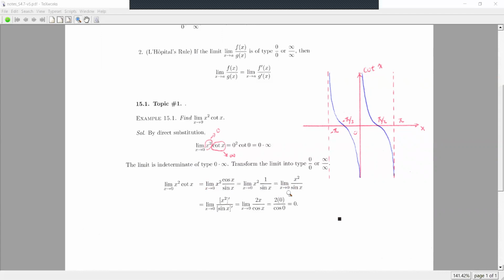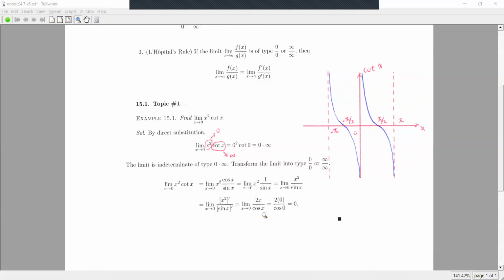Okay, now let me compute this limit. Plug in 0 in X, then I get 0 squared over sine of 0. It is 0 over 0. So this limit is a difficult limit, indeterminate by direct substitution. But because this difficult limit is of type 0 over 0, I can apply L'Hopital's rule. By L'Hopital's rule, this limit is equal to the limit of the derivative on the top over the derivative on the bottom. Then we get this limit.